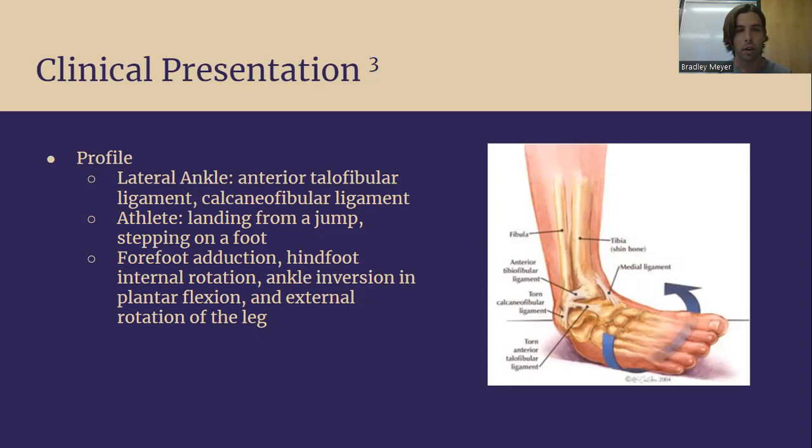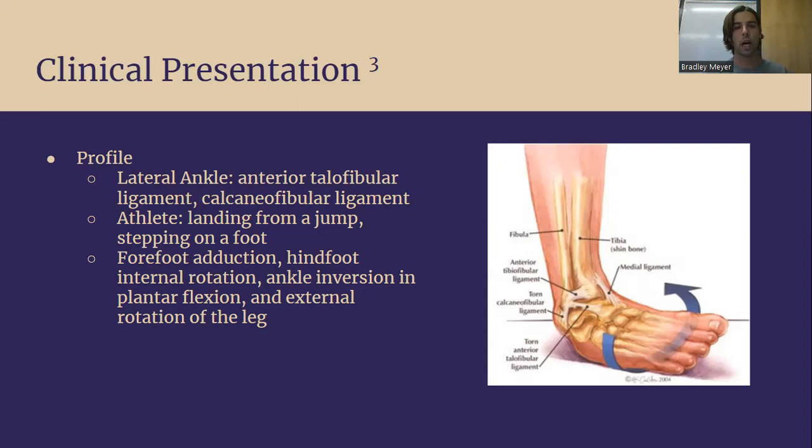Two ligaments that are part of the lateral ankle complex are the anterior talofibular ligament and the calcaneofibular ligament, shown in the picture on the slide. You might commonly see athletes presenting with lateral ankle strains in the clinic. This might be due to landing from a jump or stepping on someone's foot, and then the mechanism of injury, which is also shown in this picture.